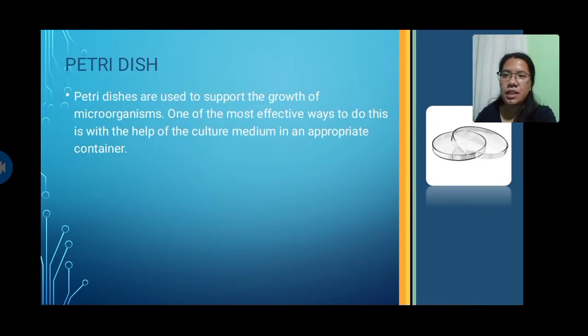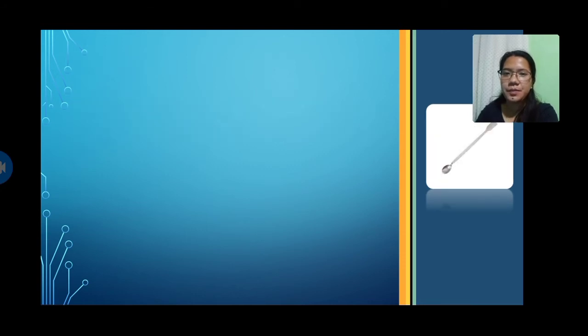Next is Petri dish. It is used to support the growth of microorganisms. One of the most effective ways to do this is with the help of the culture medium in an appropriate container.